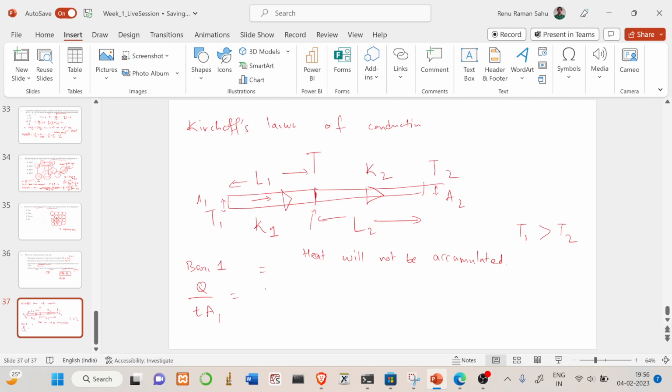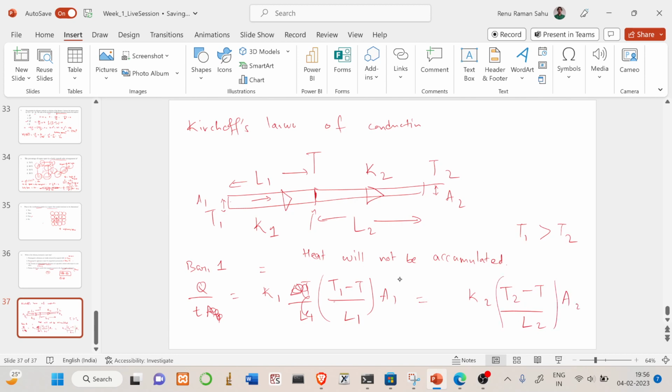So this is what this thing has to be: kappa 1 delta T over L1, where delta T is T1 minus T. This has to be equal to the heat going through this. So basically Q by t is equal to K1 A1 (T1 minus T) over L1, and this is the condition you have to satisfy. This has to be equal to K2 A2 (T minus T2) over L2.